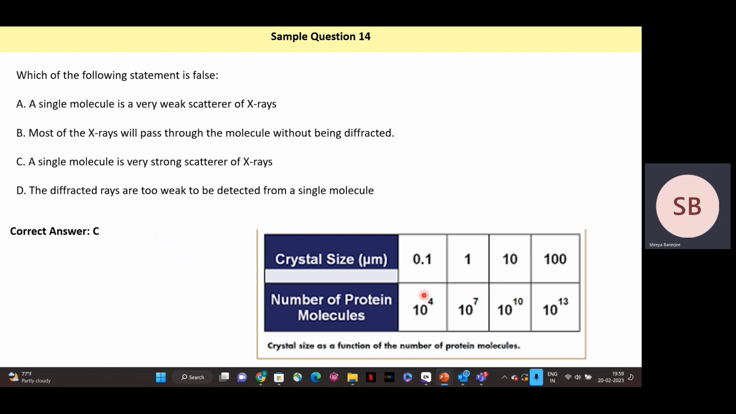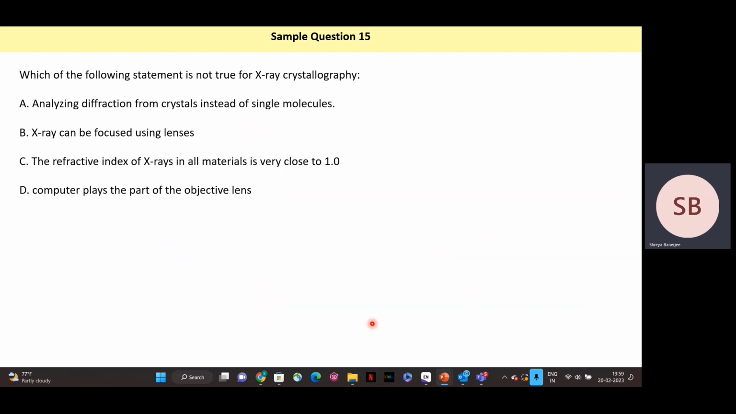And as you can see, we use crystals in X-ray crystallography because in crystals, there are many protein molecules, and through constructive interference of the diffraction patterns from all the molecules, we get a much more intense pattern from the crystal compared to individual protein molecules. The next question is, which of the following is not true for X-ray crystallography? The answer here is B.